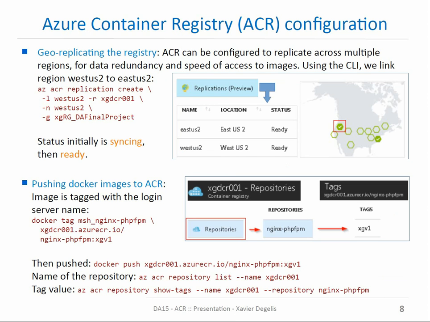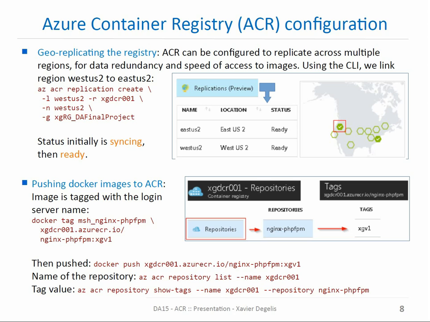We're also interested in geo-replicating the registry. ACR with premium SKU can be configured to replicate across multiple regions for data redundancy and speed of access to images. Using the Azure CLI, we are linking 2 regions, West US 2 and East US 2. The status initially is syncing, then becomes ready. And you can see here that the 2 regions are now perfectly in sync.